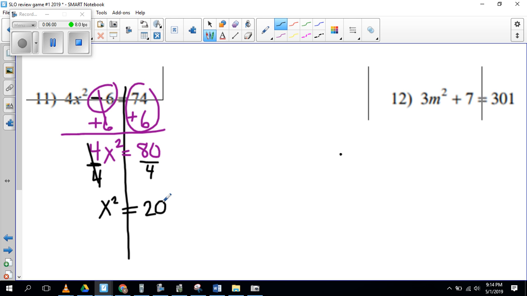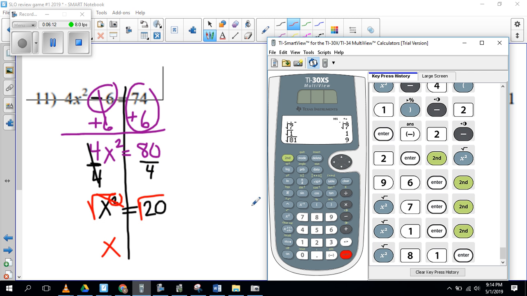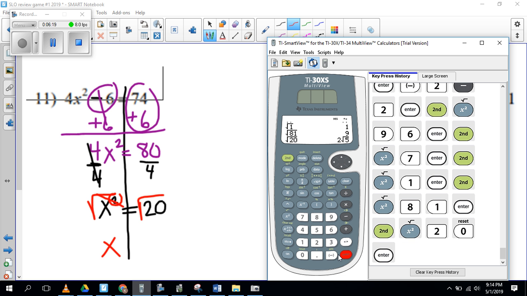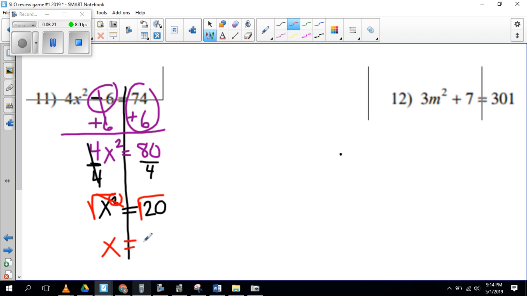Now, this is our simple problem. All we have is squared here. So we square root both sides. This cancels out. X equals, take the square root of 20. So we do second square root 20, and we get 2 square root 5. And that could be plus or minus 2. I kind of forget that sometimes.